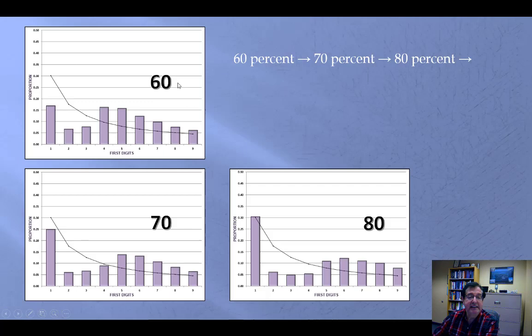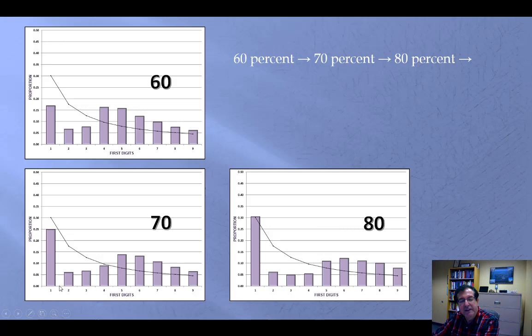Now a candidate getting 60, 70% of the votes, and a candidate getting 80% of the votes. Watch what happens. It's almost as if we sort of move this across. It falls off the edge and comes back here. It moves across, falls off the edge, and comes back here.